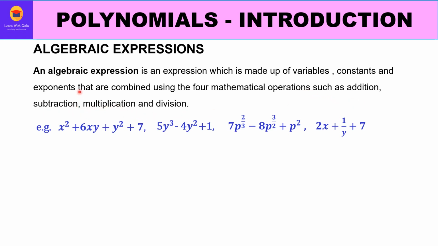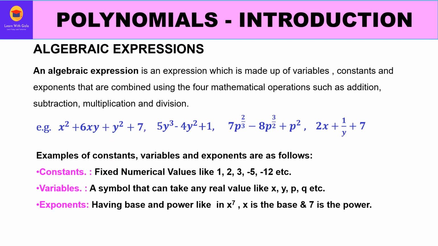So we can say an algebraic expression is an expression which is made up of three things: variables, constants and exponents, and we combine them using four mathematical operations: addition, subtraction, multiplication and division. As you can see in these examples, we have made the use of variables also, constants also and exponents also. Right. So various examples of constants, variables, exponents are as follows.